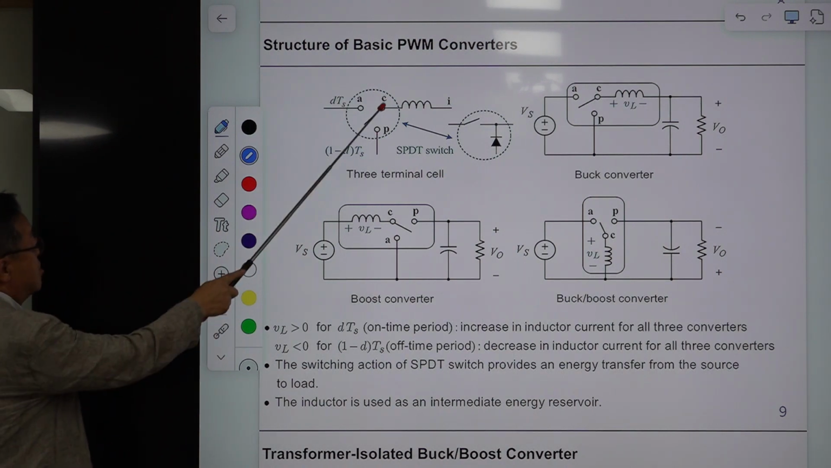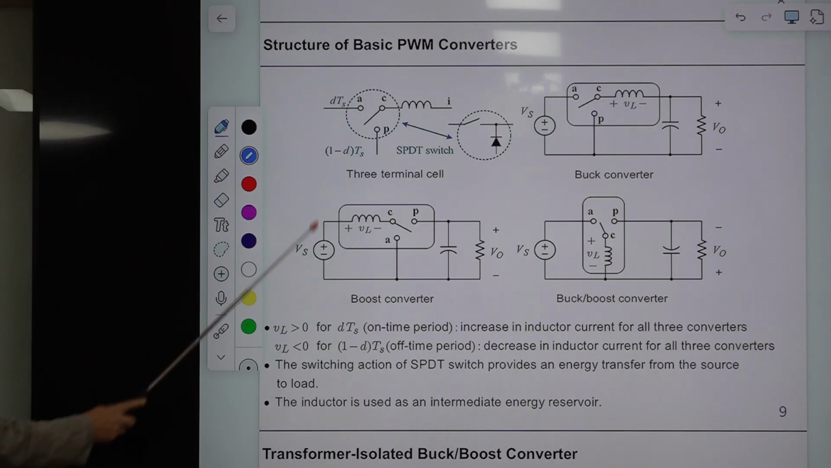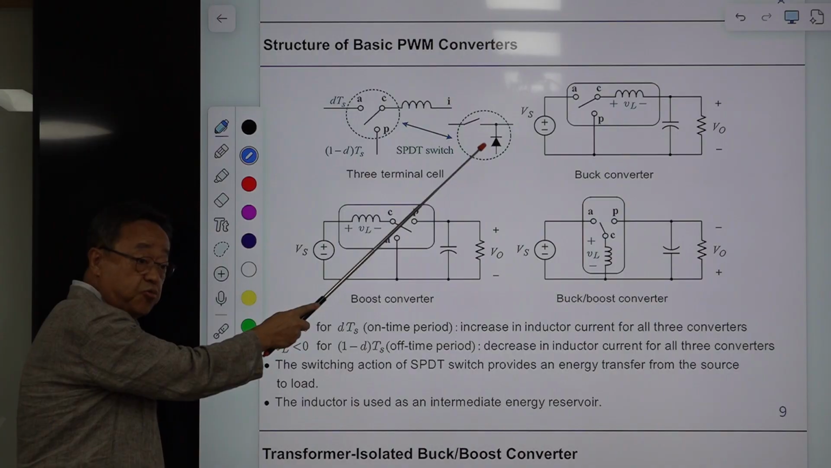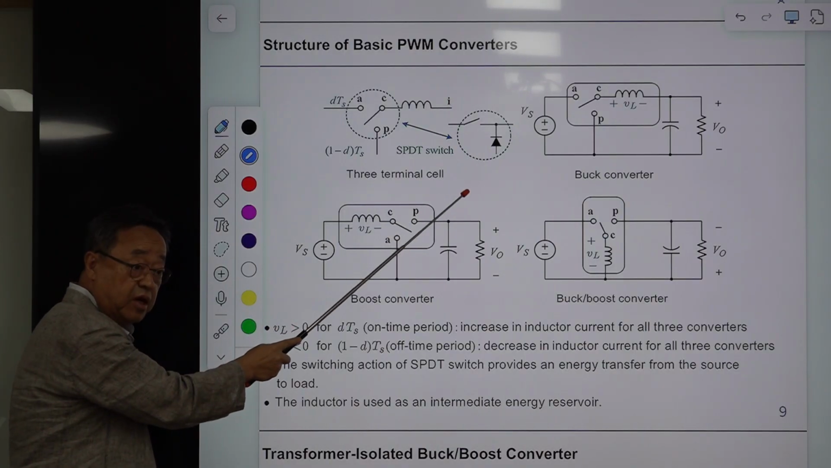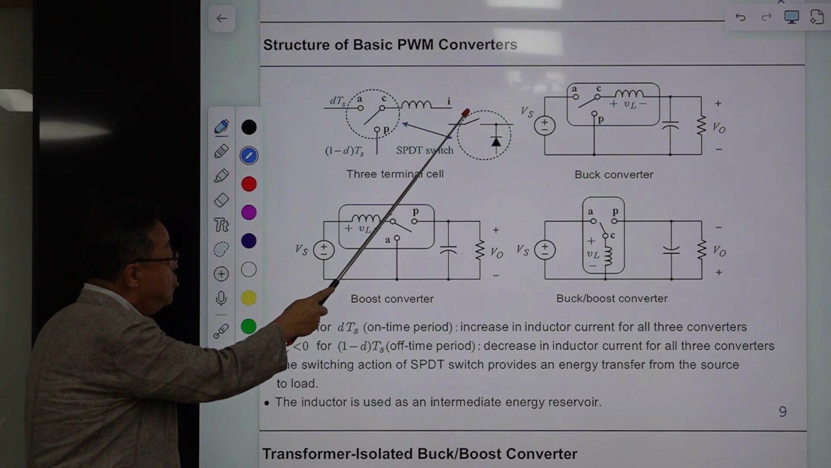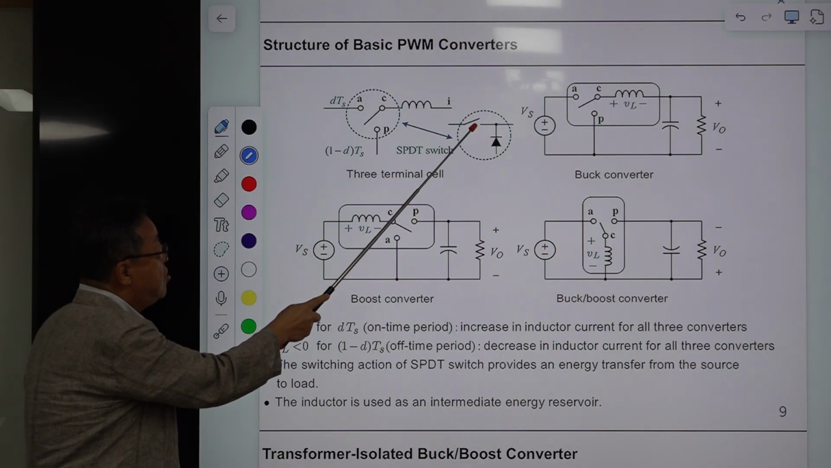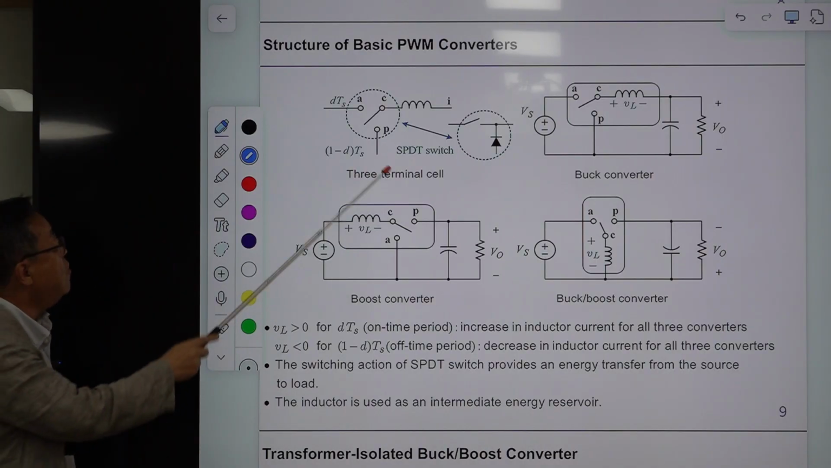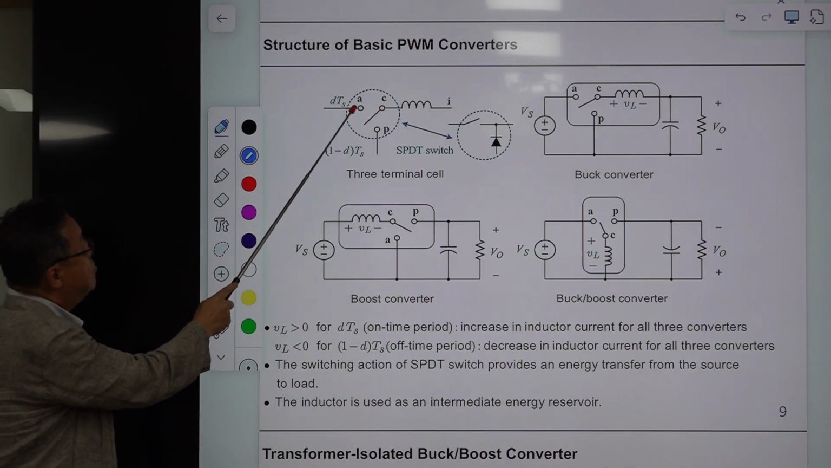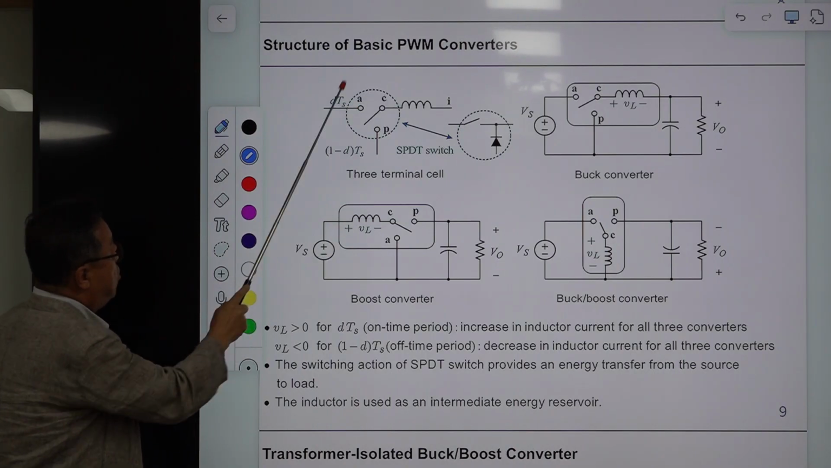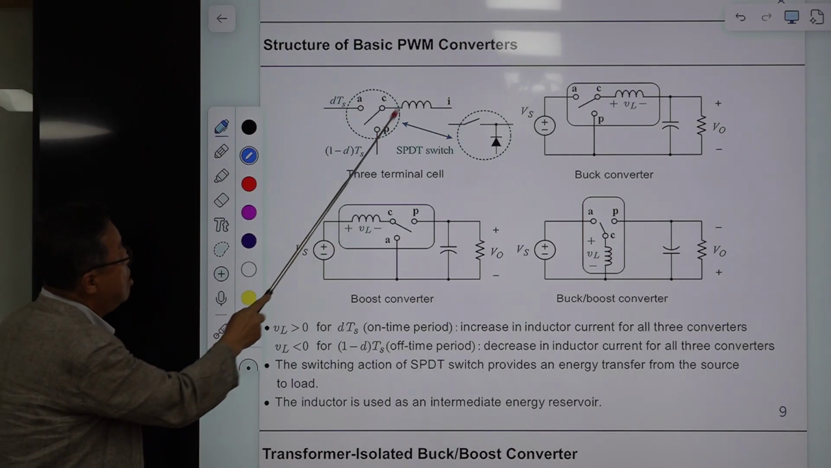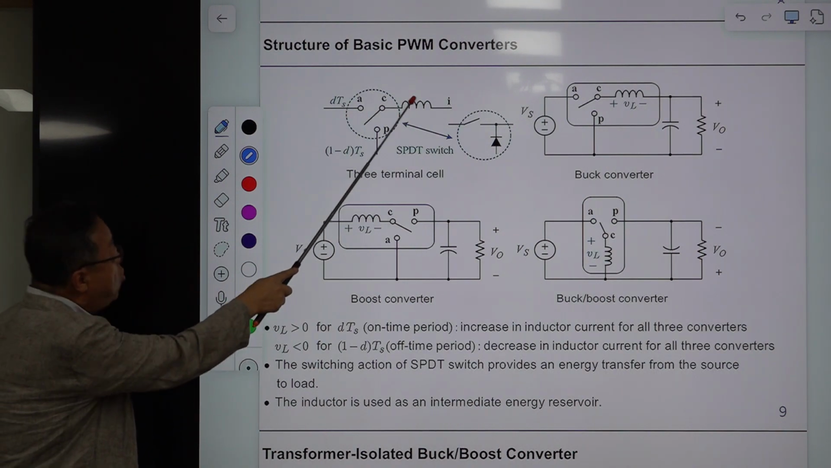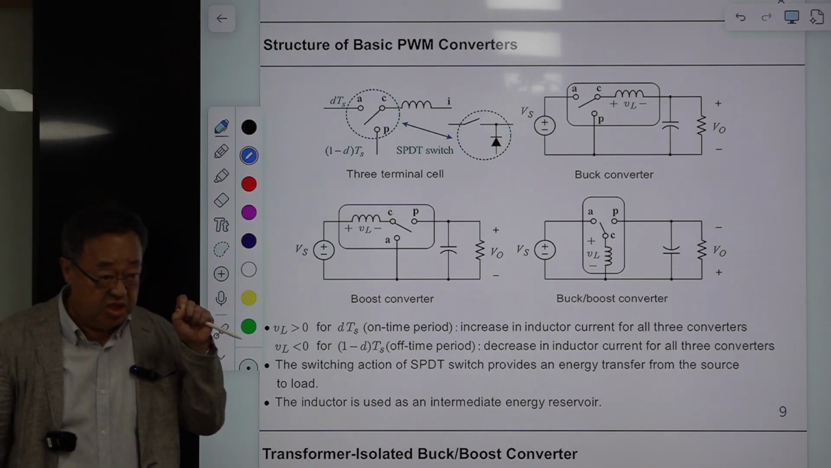Okay, this is the symbolic notation in circuit components. There is a MOSFET switch connected with a diode in this fashion. When the MOSFET is turned on, the diode is turned off. When the MOSFET is turned off, the diode delivers the inductor current. This is the common terminal. The active switch is located here, and the passive switch is located at the P terminal. And at the C terminal, the inductor always comes after it.